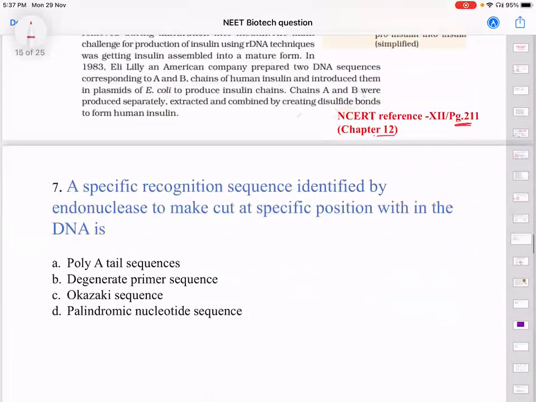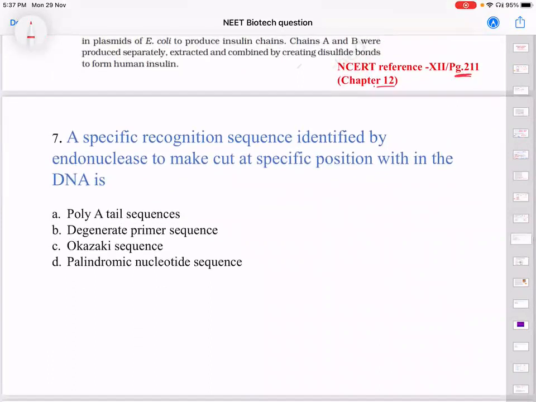Fine. So next is 7th. A specific recognition sequence identified by endonuclease to make a cut at a specific position in the DNA is. This question is based on the concept of restriction endonuclease, right?